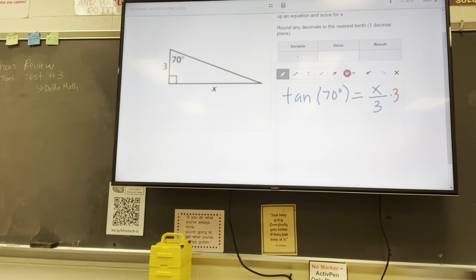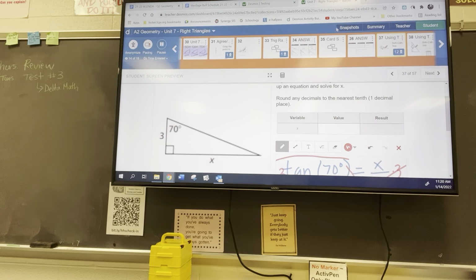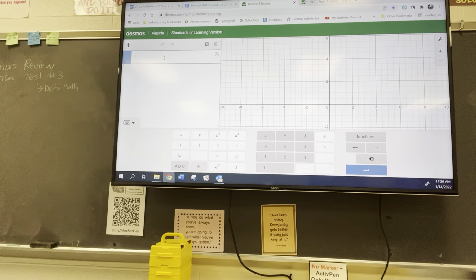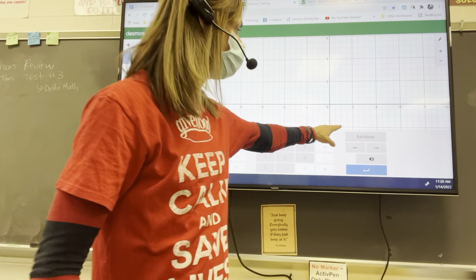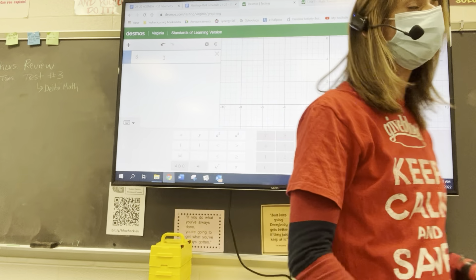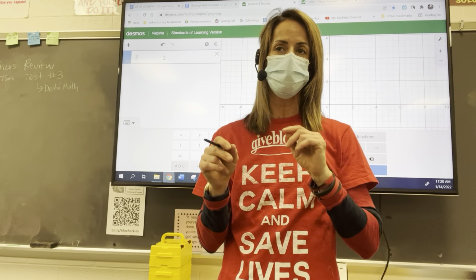Didn't really leave myself a lot of room, but that's okay. Now all we have to do is type this into the calculator. So now we go to our graphing calculator online, and we do 3 times. Now you can put the tangent function in one of 2 ways. You can go to the functions button and select tangent, or you can just type the letters TAN.